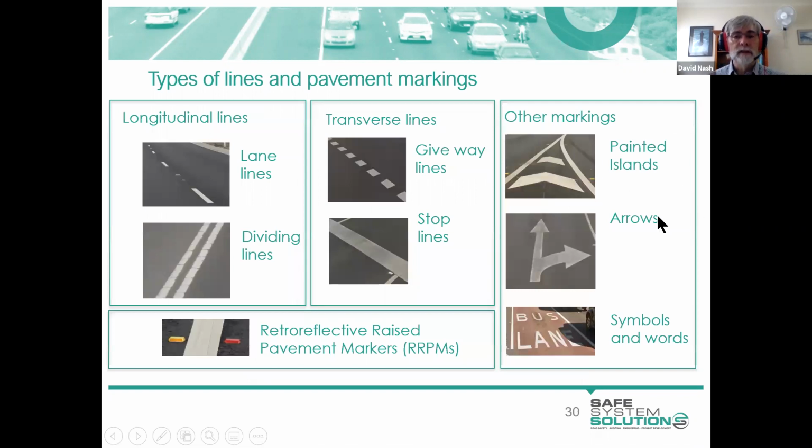So in session 1, we talked about the different types of lines and pavement markings, and they are covered within the Australian standards and the guidelines in these categories: longitudinal lines, those that are along the road; transverse lines, that are across the road; other markings, which consist of painted islands, arrows, symbols and words; and then also the RRPMs, which are there to augment the line marking.